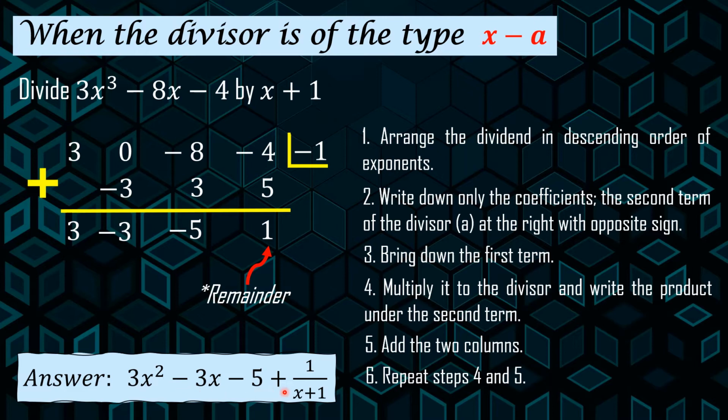And then, i-add natin yung remainder. Numerator for the remainder, and then ang denominator ay yung given divisor. So, plus, palagi po siyang plus, pero kapag ang lumabas na remainder ay negative, magiging minus ito. So, plus 1 over x plus 1. And that is the final answer.